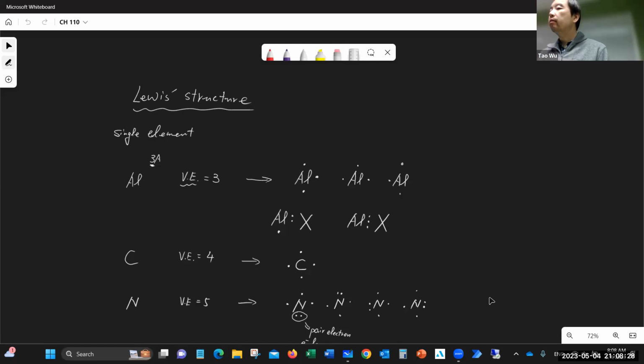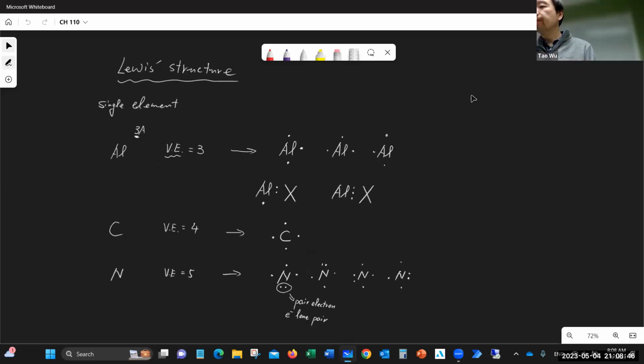So counting the valence electrons is very important. Last time we talked about how to know the valence electrons in the main group: you just need to know the group number for each of the elements. One A group has one valence electron.